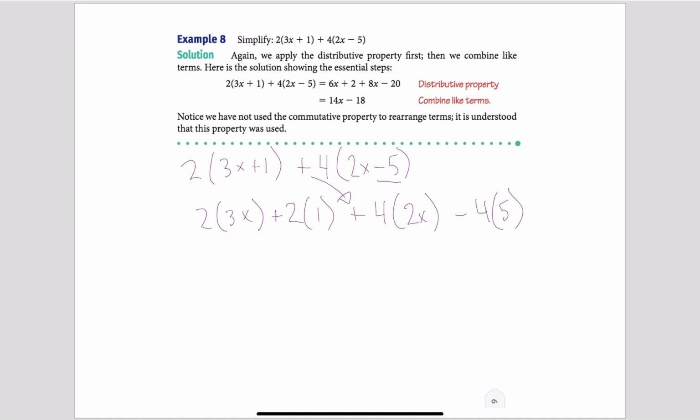So now I can find all my subproducts. I can do the multiplication parts. So 2 times 3x, 6x, plus 2 times 1 is 2, plus 4 times 2x is 8x, minus 4 times 5, so minus 20. Now what I want to do is find my like terms. So I have 6x and 8x, they could go together because they're both x terms. And then I have plus 2 and minus 20, and they could go together because they're both constant number terms. And so what I'll do is I can rewrite them using the commutative property. I can rewrite them next to each other if it helps me to see.